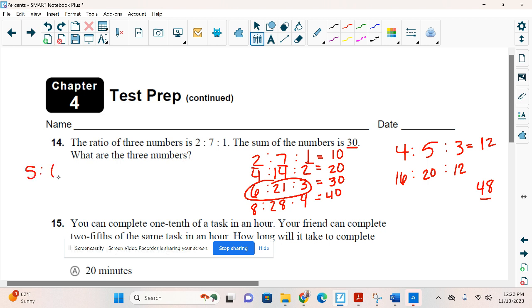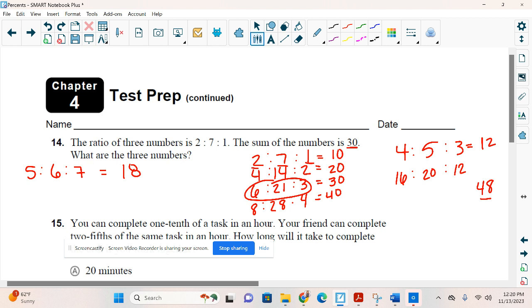What if I gave you the numbers 5, 6, 7? What's the total here? What's 5 plus 6 plus 7? It's 18.